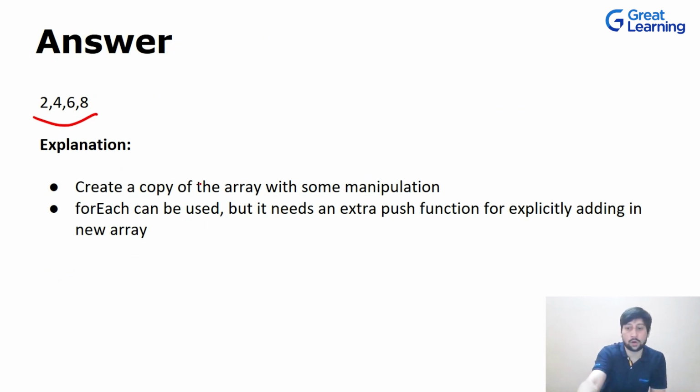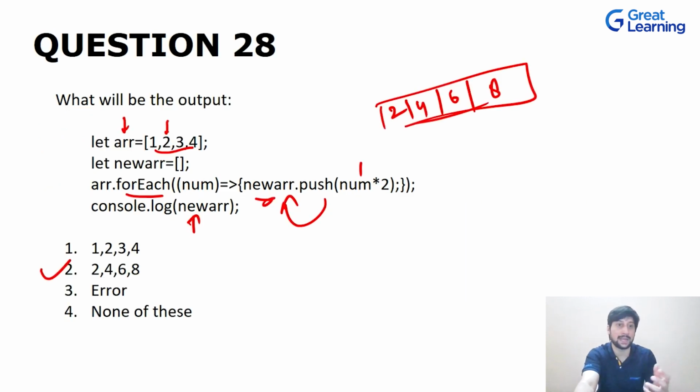It creates a new copy. That means we are creating a new copy and we are storing it in the new array, right? So we are doing multiple operations here. We are traversing, we are pushing the elements, we are creating a new array, right? So these are the operations that we are performing in this question.